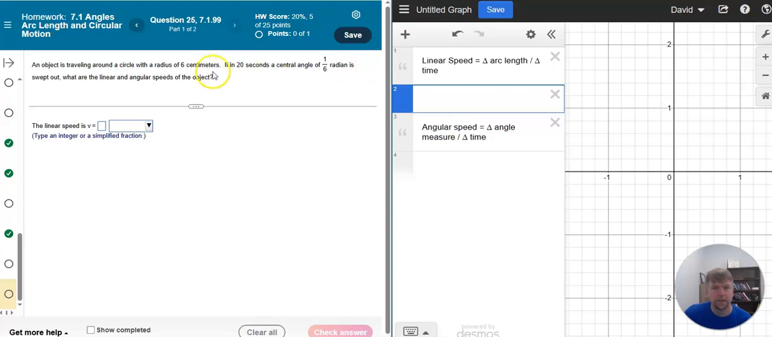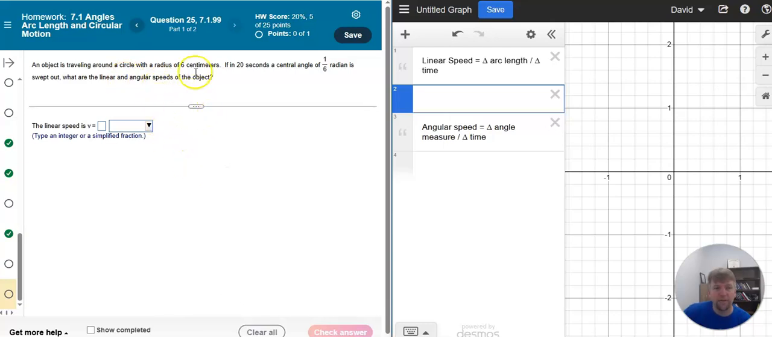Hey, dear class, we're going to look at this problem asking us for linear and angular speed of an object in circular motion. We're moving around the circle. The radius is 6 centimeters, and in 20 seconds, we've cut out a measure of 1/6 of a radian. That is our information given. We want to find the linear and angular speed.